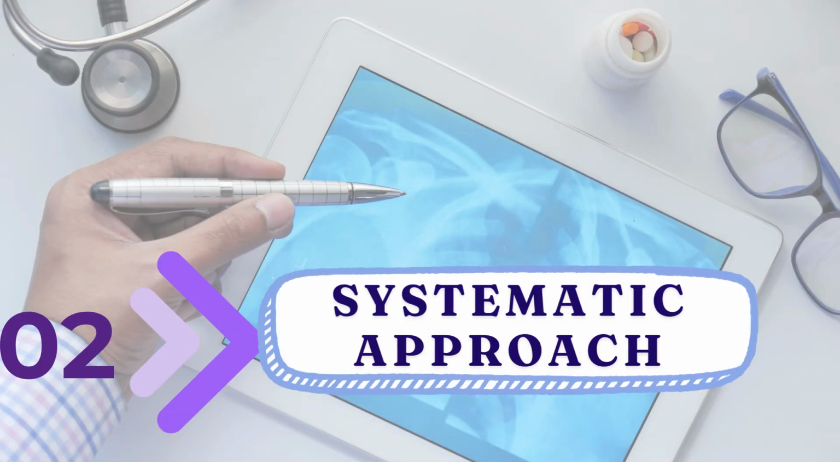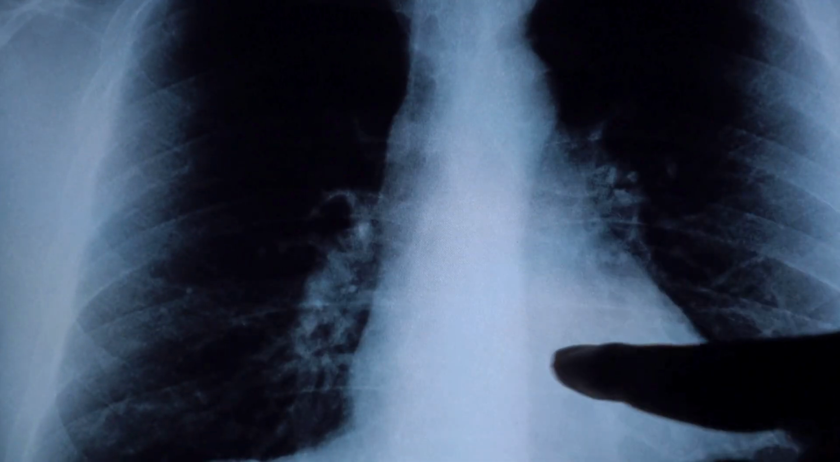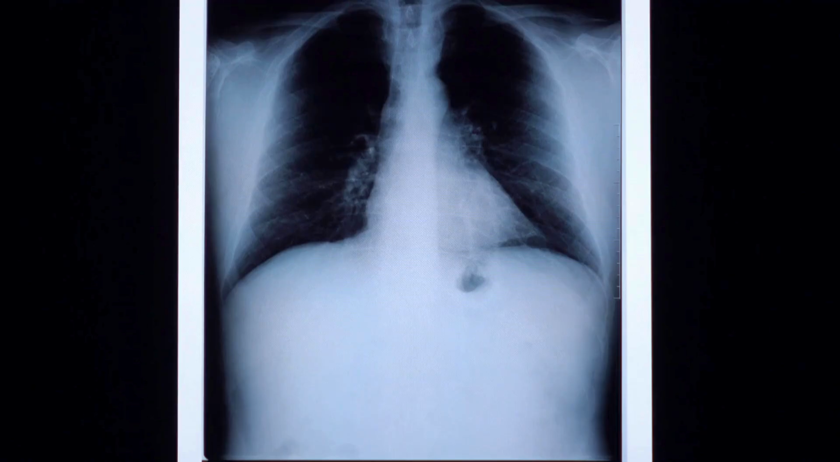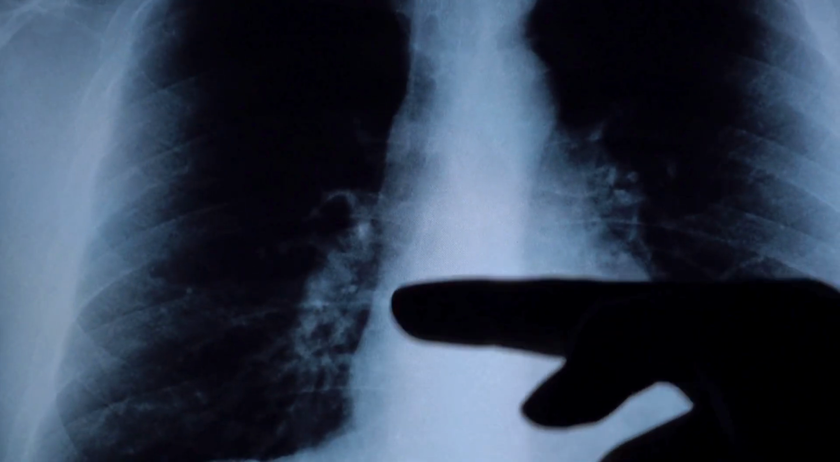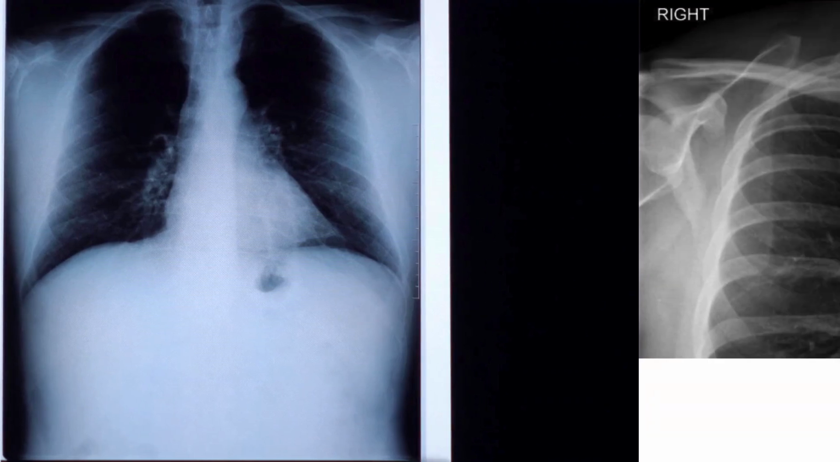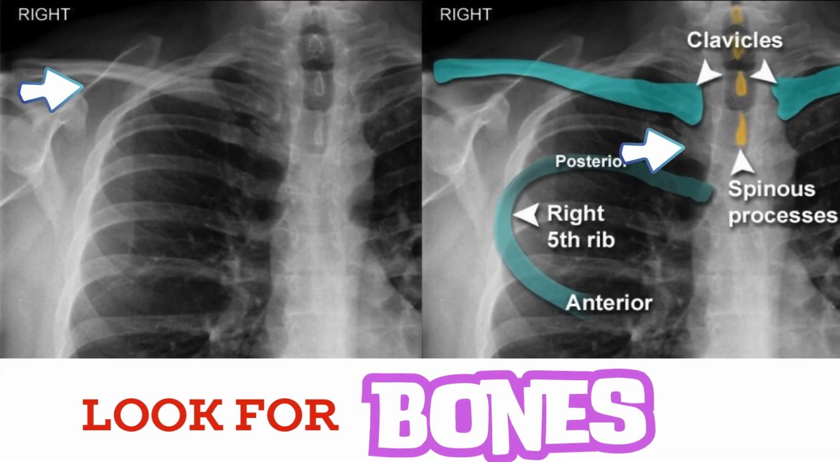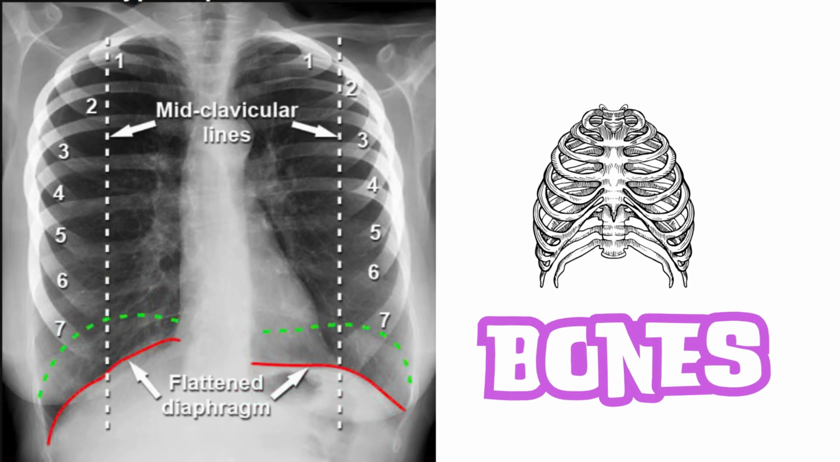Step 2. Systematic approach. Break it down. Next, let's dive into the systematic approach you'll use when interpreting a chest x-ray. Remember, following a methodical approach ensures you don't miss anything important. I like to break it down into 4 key steps. Look at the bones, check the ribs, clavicles, and spine for any fractures, signs of infection, or abnormalities.